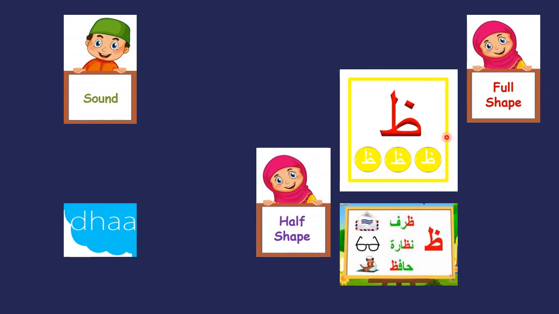This is the full shape of letter za, and it has a dot on it. Za has no proper half shape. When it comes in the word at the start, it looks like this. This is the middle shape, and this is the end shape. There's no specific change between the full shape and the half shapes. And the sound of za is za.